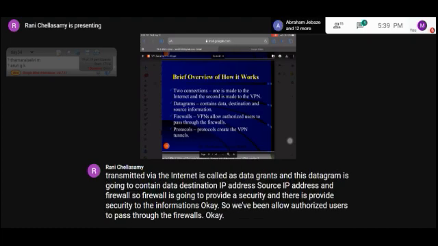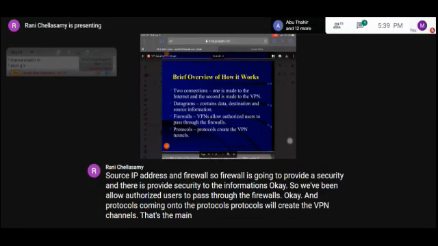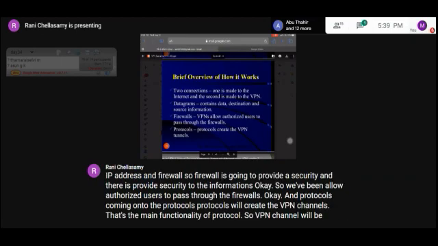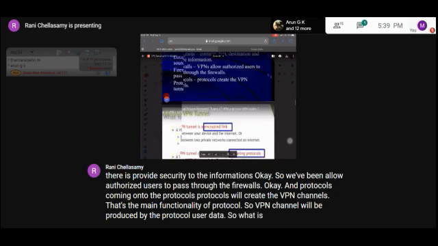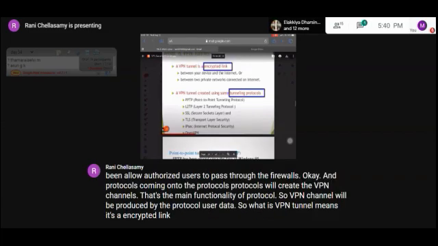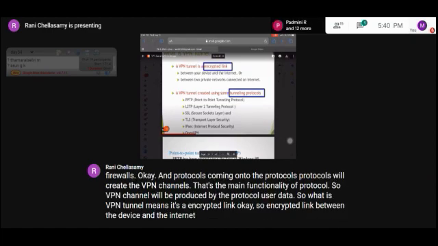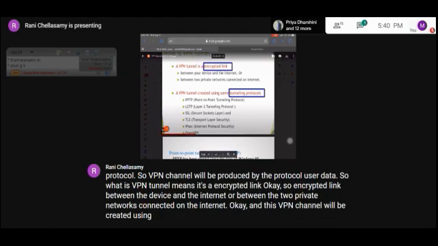And coming on to the protocols, they will create the VPN channels. That's the main functionality of protocols. So the VPN channel will be produced by the protocol used at the time. So what does VPN channel mean? It's an encrypted link. Okay, so an encrypted link between the device and the internet, or between two private networks connected on the internet. And this VPN channel will be created using the tunneling protocols.